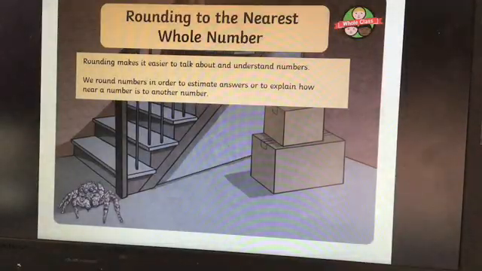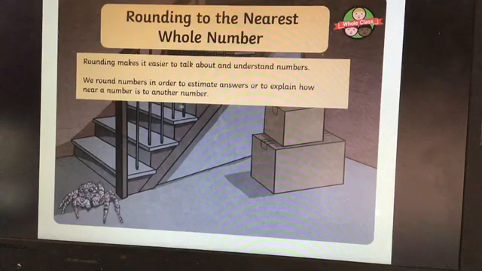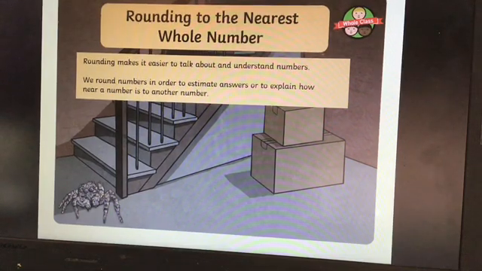Okay, today we're going to look at rounding decimals to the nearest whole number. So, why do we bother rounding? Well, we round because it makes it easier to talk about and to understand numbers. And we also use rounding to estimate answers or to explain how near a number is to another number.